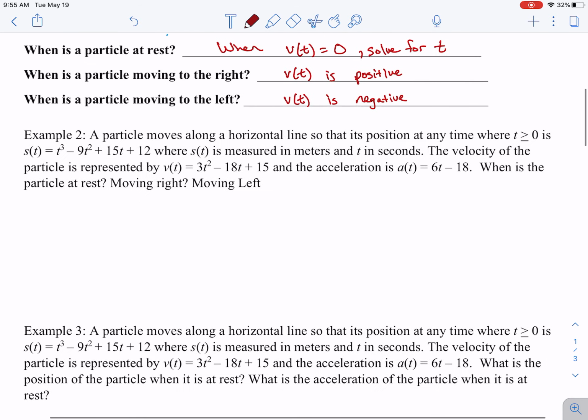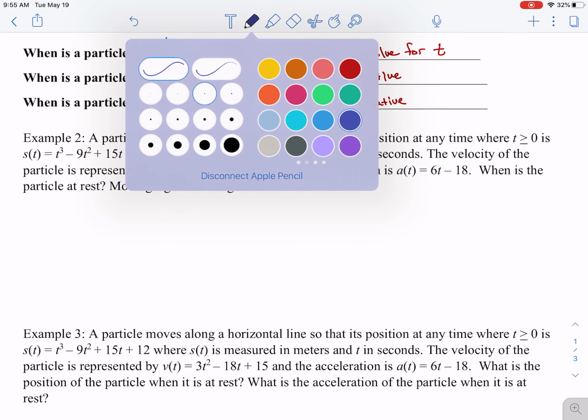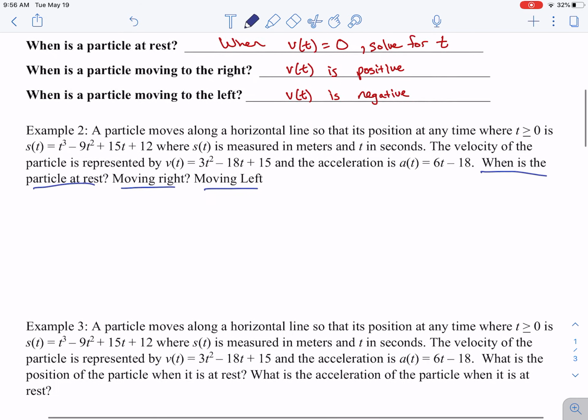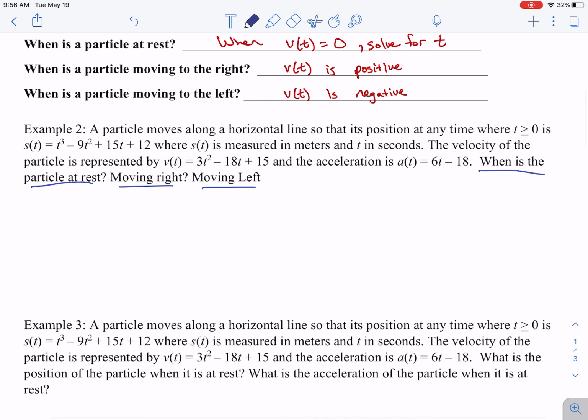So example 2, the same prompt here. We're going to have the same S, V, and A values. So it's asking now, when is the particle at rest? When is it moving right? When is it moving left? Okay, so what we're going to do here is take the velocity and set it equal to 0. So we're going to take 3t squared minus 18t plus 15 and set it equal to 0 and solve for it.